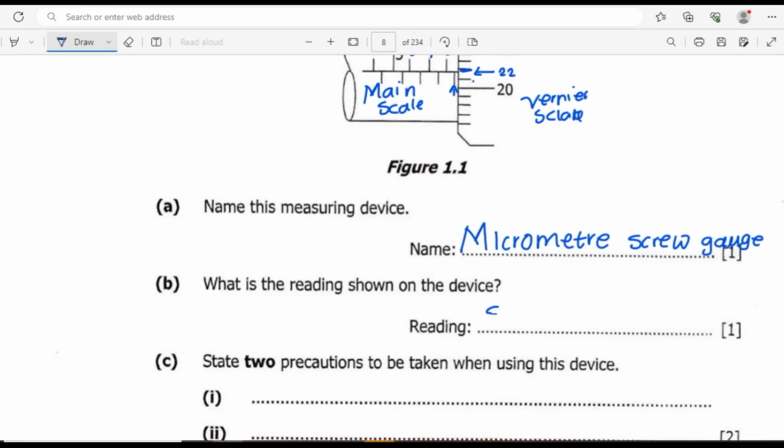Then we just have to add for us to find the reading. So we'll say 8.5 plus 0.22 millimeters. Then if we add 8.5 plus 0.22, we are getting 8.72 millimeters. So this is our final answer.